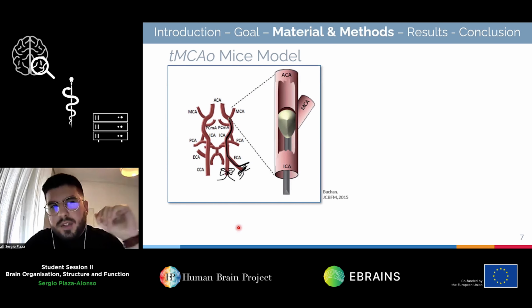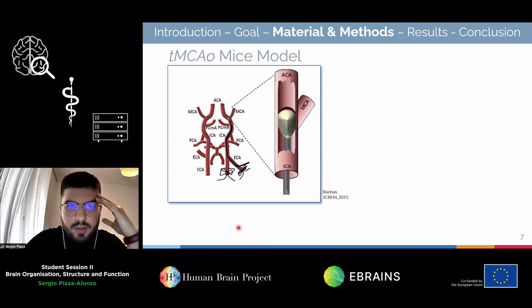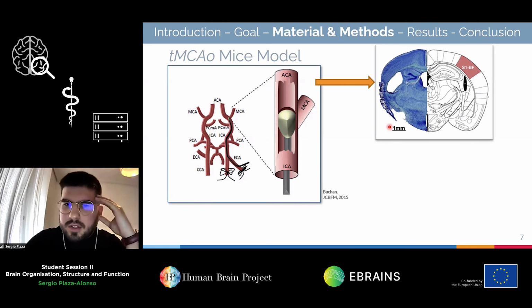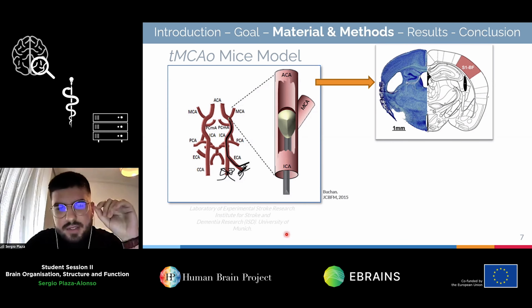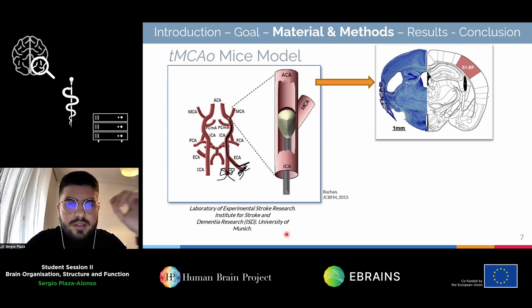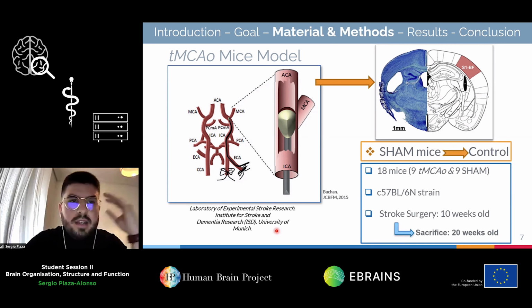As I mentioned, we use the tMCAO mice model in our work. Briefly, it is based on the occlusion of the middle cerebral artery using a nylon monofilament during a given time, in our case 1 hour, which results in the atrophy of most of the lateral side of the cerebral cortex. I would like to point out that this surgery was performed at the Laboratory of Experimental Stroke Research of the University of Munich. Along with the tMCAO animal model, we used sham mice just as control animals.